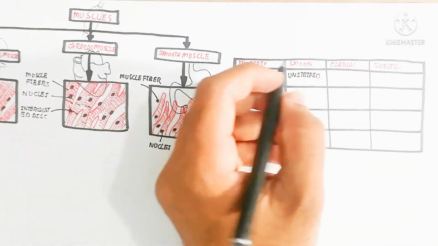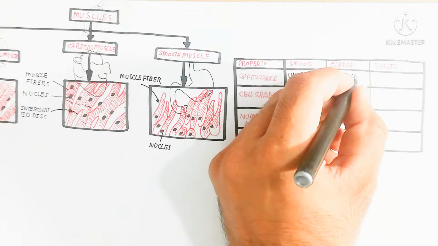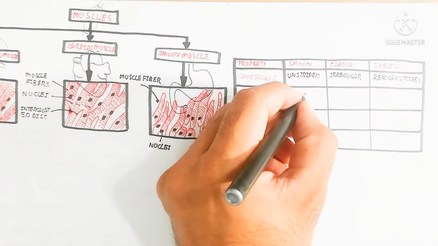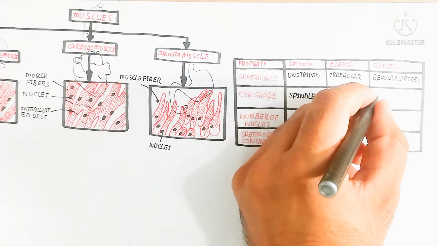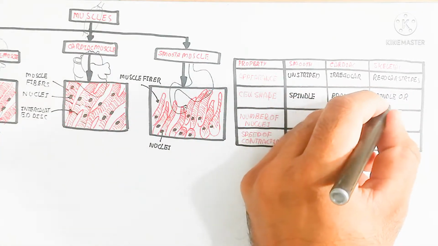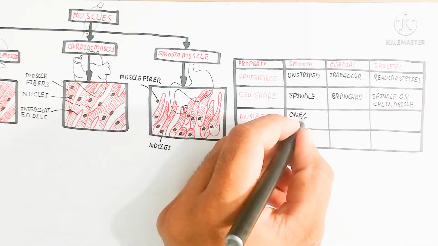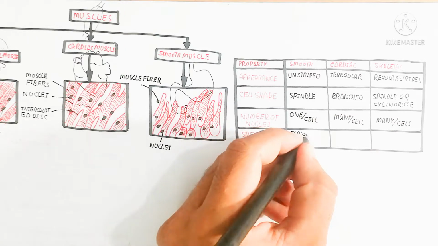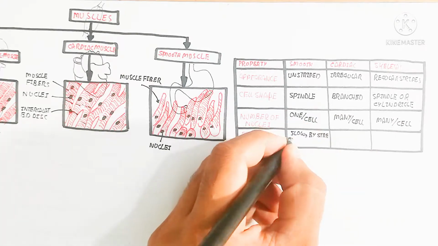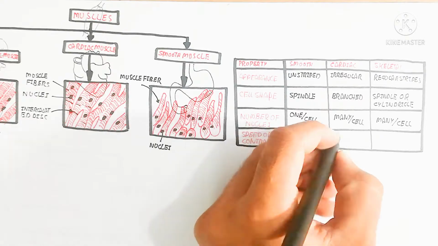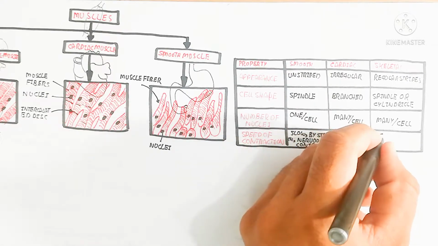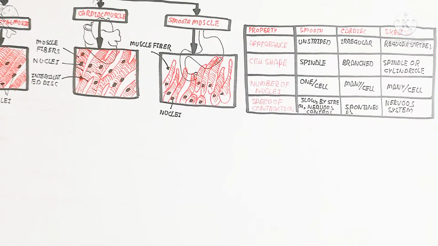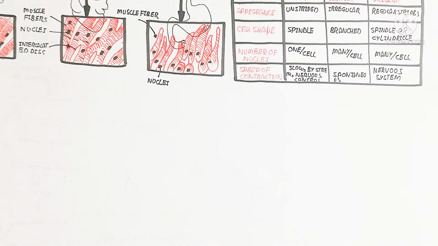Here we will discuss the properties of smooth, cardiac and skeletal muscle. If we discuss the appearance, smooth is unstriped, cardiac has irregular stripes, and skeletal has regular stripes. On the other hand, the cell shape is spindle in smooth muscle, branched in cardiac, and cylindrical in the case of skeletal muscle. The number of nuclei is one per cell in smooth muscle, and many per cell in both cardiac and skeletal.